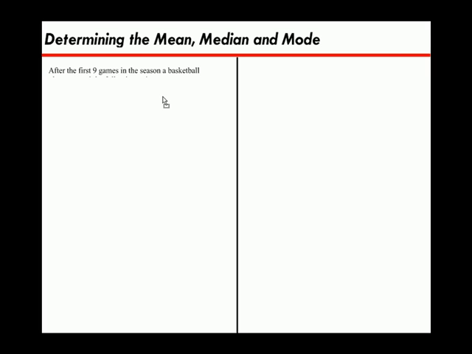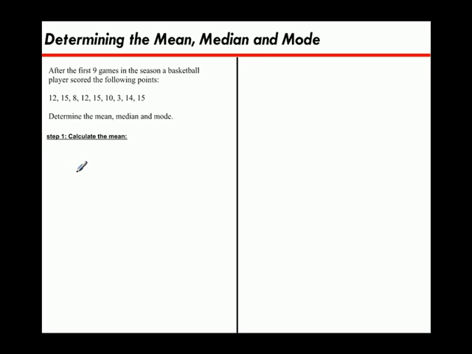After the first 9 games in a season, a basketball player scored the following points. And we have a list of how he did after 9 games. The question wants us to determine the mean, median, and mode. So let's jump right in and start determining the mean.